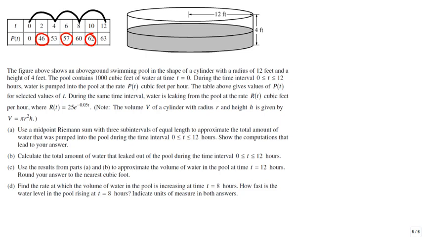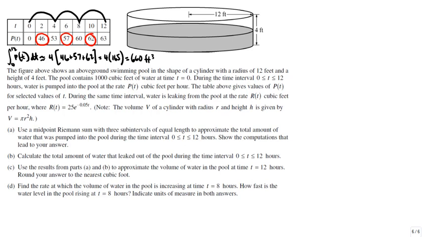we want to approximate the total amount of water that's pumped into the pool. So we say the integral from 0 to 12 of p of t dt is roughly equal to, factoring out the 4 since we have subintervals of equal length, 4 times (46 + 57 + 62). And so that gives us 660 cubic feet.